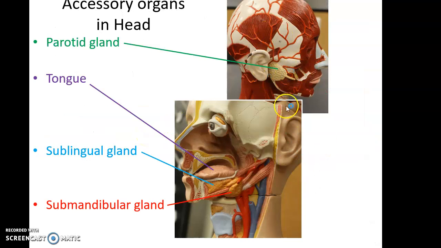So here's our lovely head model where you can see the parotid gland, which is on the lateral sides of our head near the ear. We, of course, have the tongue. Underneath the tongue is the sublingual glands, and then down below that is the submandibular glands.